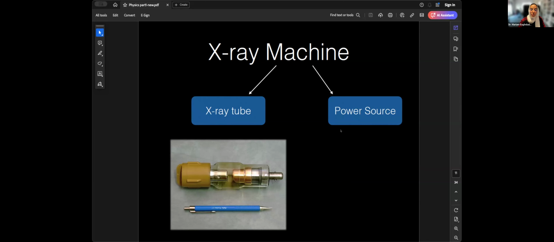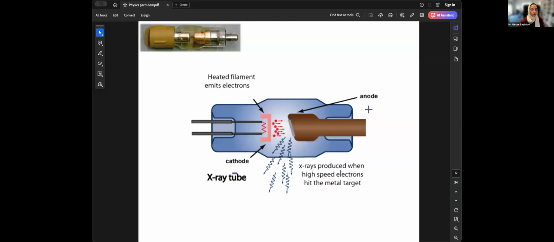This X-ray tube is always connected to a power source. So it has to be connected to the electricity and to a power source, which will power this X-ray tube. All right. So now let's look at this X-ray tube right here. Here it is. Here's your X-ray tube. You can see that it's all covered in a glass casing. And let's take a look at what it looks like.